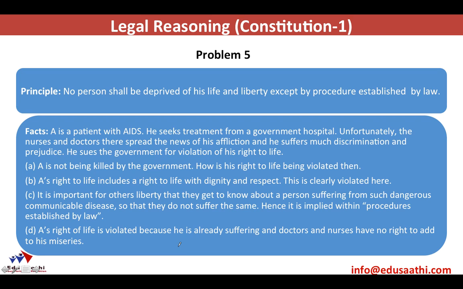Let's take a problem. No person shall be deprived of his life and liberty except by the procedure established by law. Let's take the facts. A is a patient with AIDS. He seeks treatment from a government hospital. Unfortunately, the nurses and doctors there spread the news of his affliction, and he suffers much discrimination and prejudice. He sues the government for violation of the right to life. Let's take the options. A is not being killed by government. How is the right to life being violated? As I told you, the right to life has a very wide scope, so this is not the option.